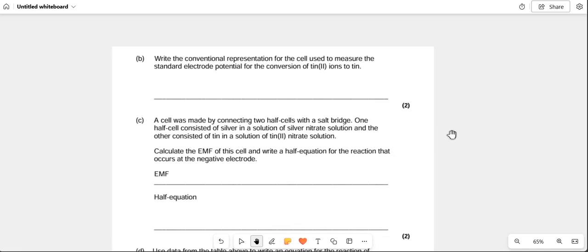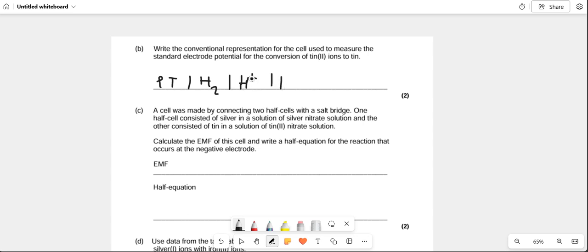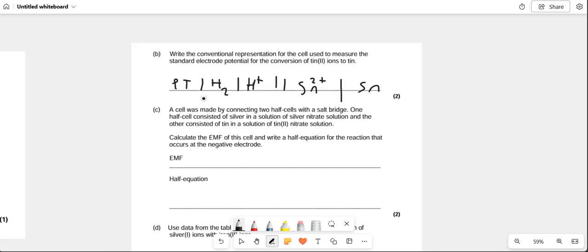Cool. B. Write down the conventional representation for a cell used to measure the standard electrode potential for the conversion of tin ions to tin. Obviously, if it's standard, you've got hydrogen on the left hand side. So you've got Pt, always platinum, because you've got H2 gas coming in, changing phase to H plus aqueous ions. Then we've got the salt bridge down on the right hand side. You just have the oxidized turning into the reduced. That's Sn2 plus, because it's 2 plus ions, and it says it there. And then another phase change to Sn, because you're going from aqueous to solid, and that's the electrode over there. So there you go.